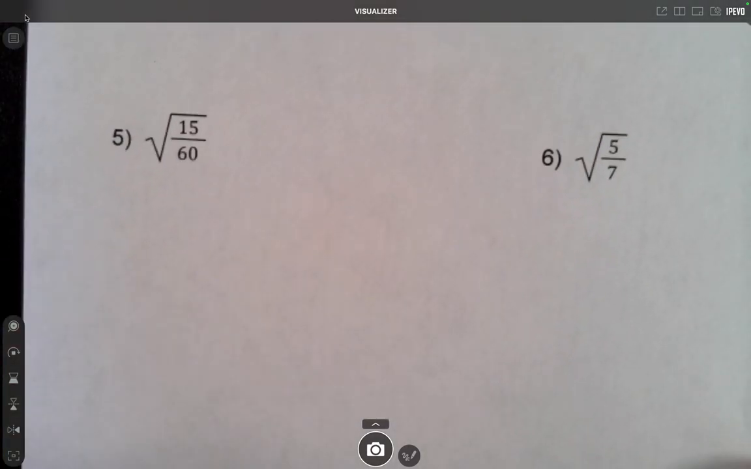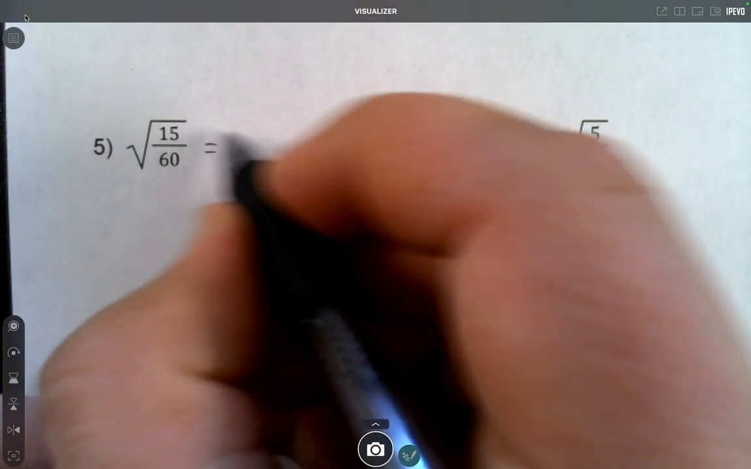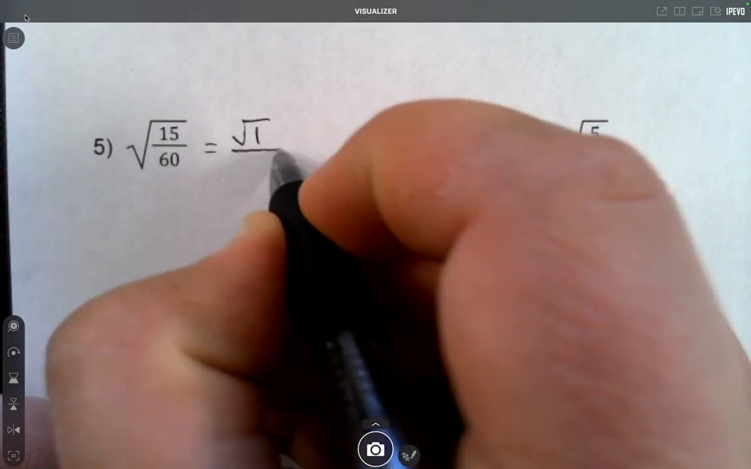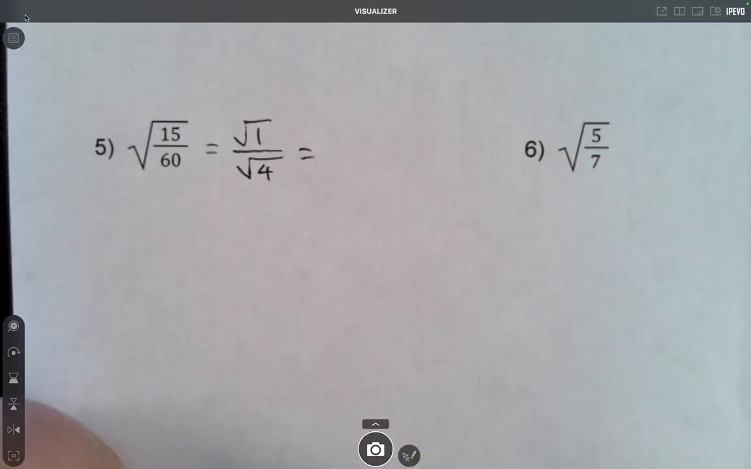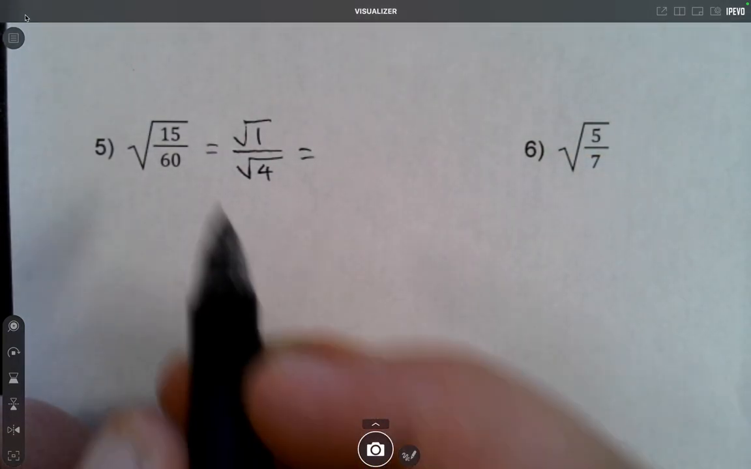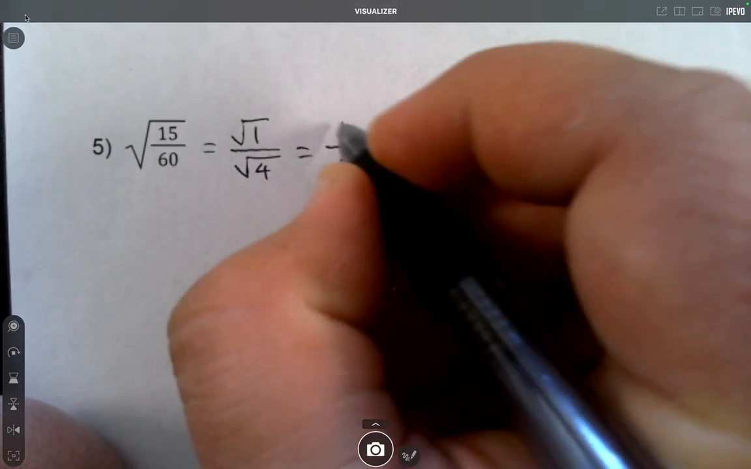Number 5, we'll reduce first. These are both divisible by 15. 15 divided by 15 is 1. 60 divided by 15 is 4. Those are both perfect squares. Square root of 1 is 1. Square root of 4 is 2.